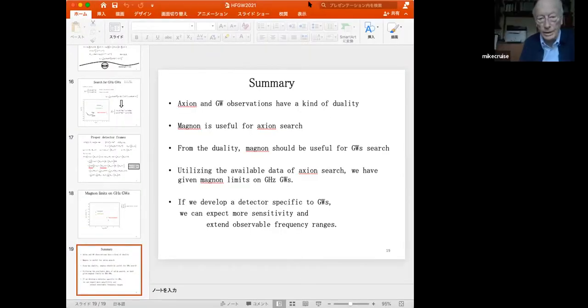Could I ask, as far as I understand it, the sensitivity is related to the size of the YIG crystal, and that was something like 0.5 millimeter. Is there a possibility of having bigger crystals?